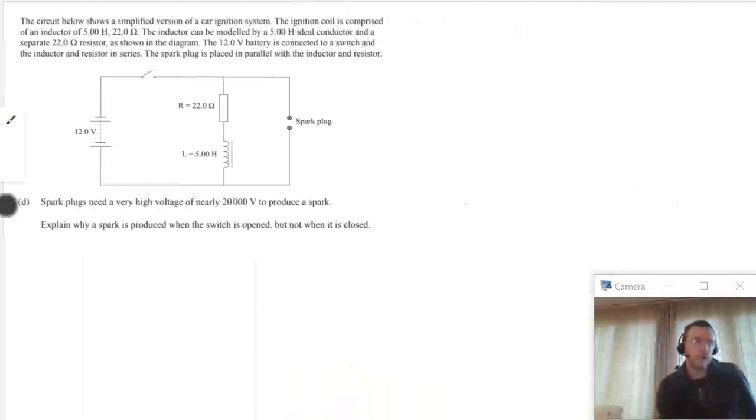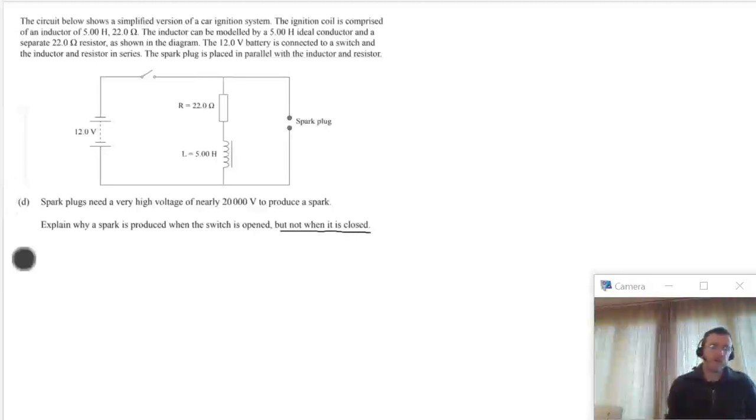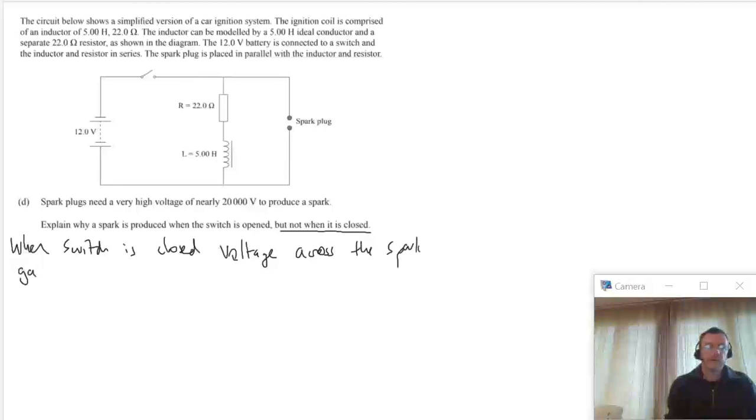Okay, next question, part D of question 2. So, spark plugs need a very high voltage of nearly 20,000 volts to produce a spark. Explain why a spark is produced when the switch is opened, but not when it's closed. So there's the first thing we can say here, let's deal with but not when it's closed. So when the switch is closed, the voltage across the spark equals 12 volts.